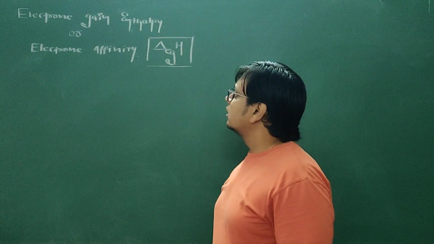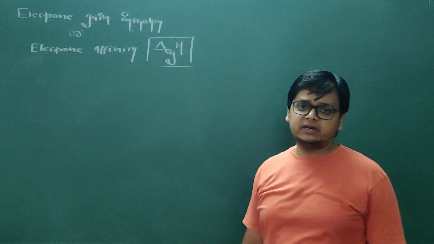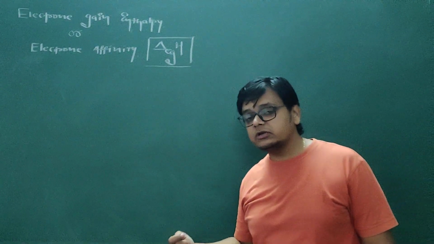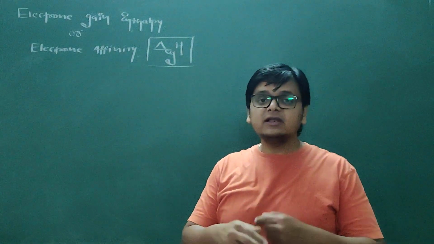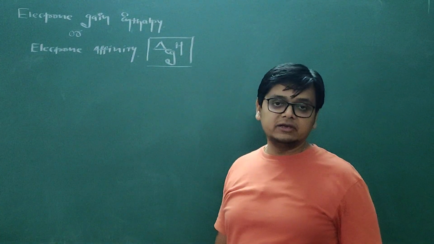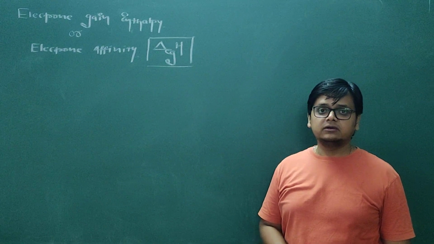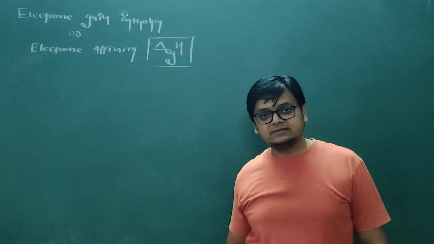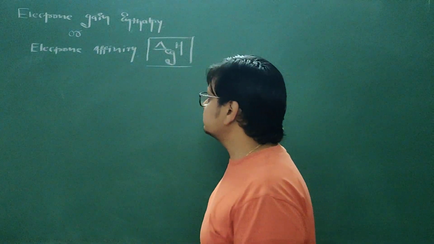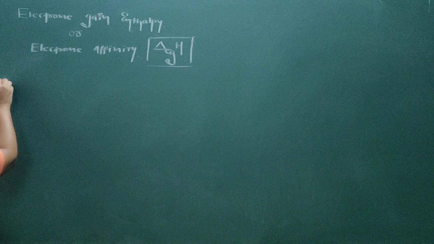So now we are discussing the most important property of the periodic table. Why is this most important? Because the value is inverse. It is a negative value, and that's why it is important to discuss. So let us start electron gain enthalpy.